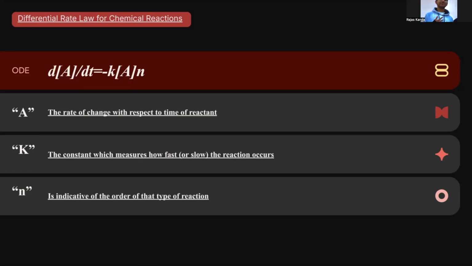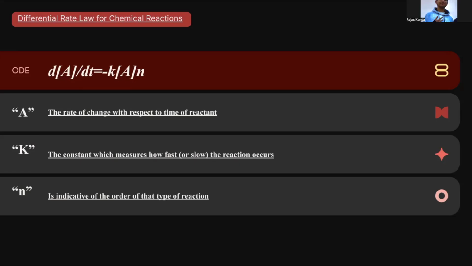At the heart of reaction kinetics lies the basic type of ordinary differential equation: dA/dt = -k A^n. The rate of change with respect to time of reactant A can be expressed using the following equation. The k is the constant which measures how fast or slow the reaction occurs, while n is indicative of the order of that type of reaction.